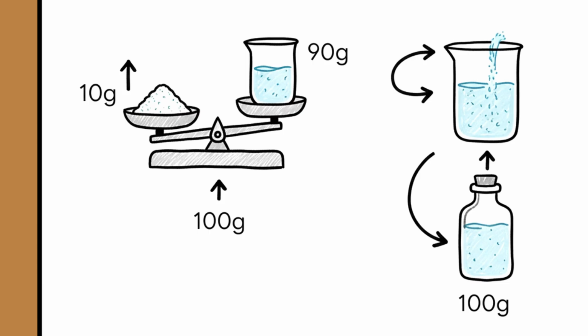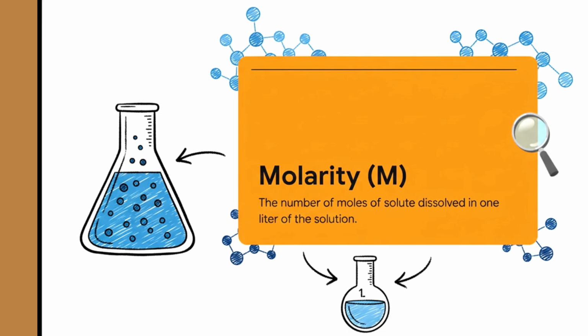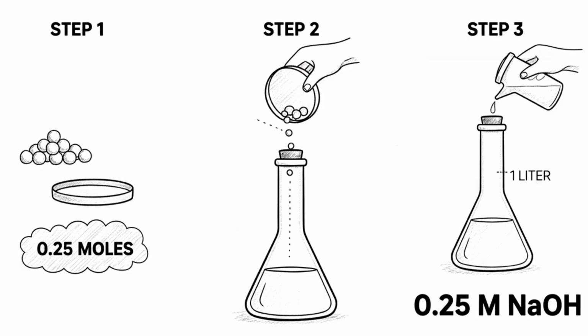See? Super straightforward. Okay, but for chemists, one of the absolute most useful units is molarity, and we show it with a big capital M. Instead of just weight, this focuses on the actual number of molecules. A mole is just a word chemists use for a specific, really big number of molecules. So molarity is just the number of moles of your solute dissolved in exactly 1 liter of the final solution. So if a chemist hands you a beaker that says 0.25 M NaOH, they're telling you that they've dissolved exactly 0.25 moles of sodium hydroxide, and then they added just enough water to bring the total volume up to precisely 1 liter.